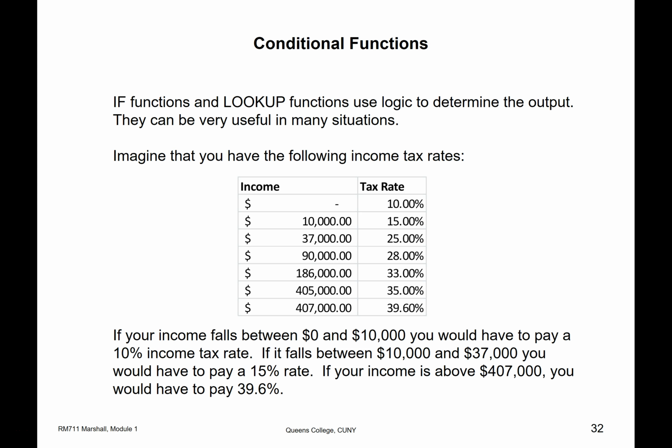Now, the problem here is that we have more than 2 potential outcomes, right? I guess there's 7 potential outcomes here, different tax rates that could be applied. So yeah, that's going to make this very complicated because we're going to have to nest one if inside another if, inside another if, inside another if, so that we've kind of whittled our way down through each of the potential income levels and therefore the corresponding tax rates. So let's go to the model to take a look at this.